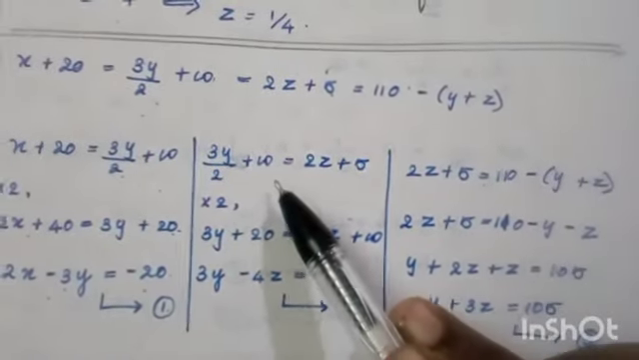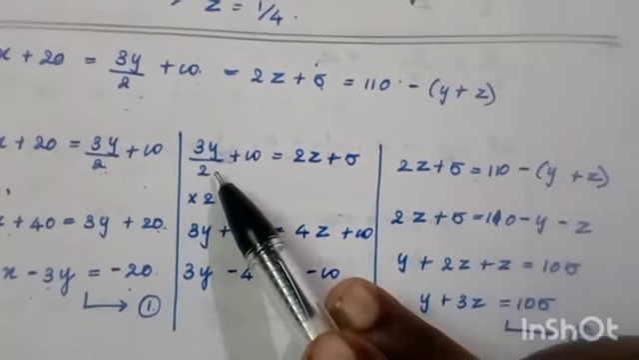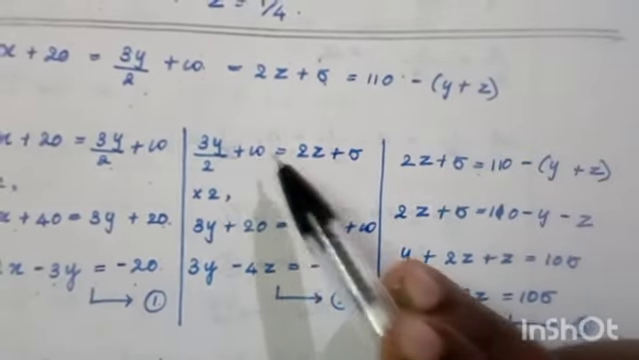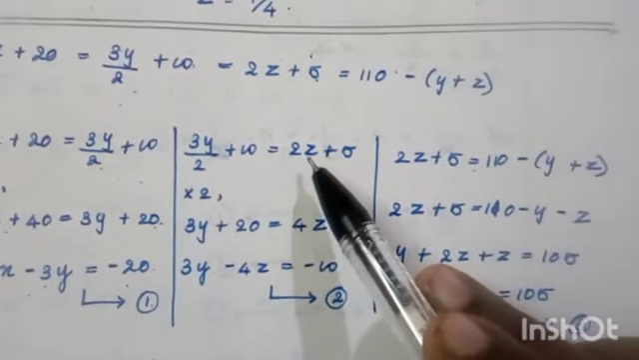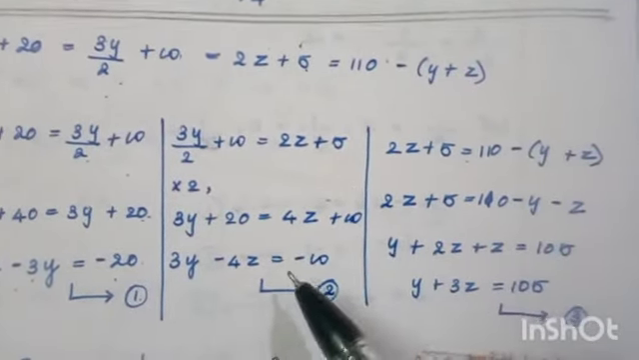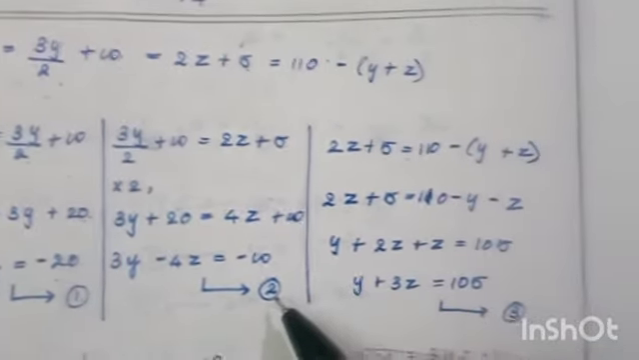Next, 3y by 2 plus 10 is equal to 2z plus 5. So here we want to remove that fraction denominator, so multiply by 2. 3y plus 20, 10 into 2, 20, is equal to 2 into 2z, 4z, plus 10. So 3y minus 4z equal to plus 10 minus 20. It is equation number 2.